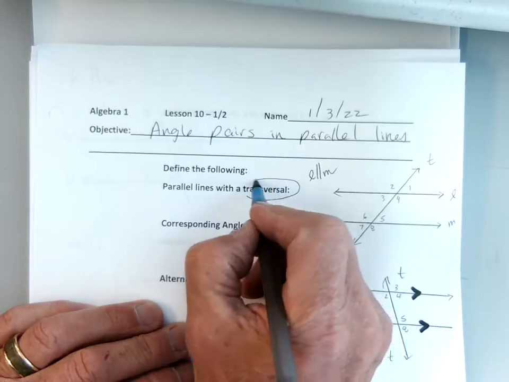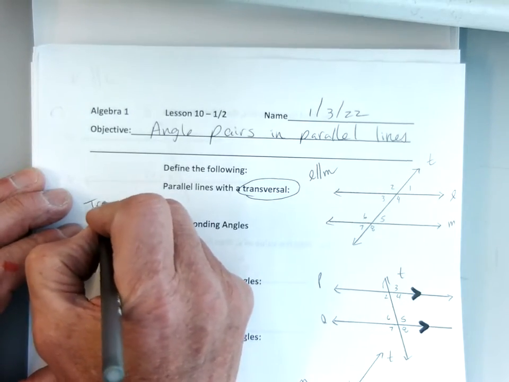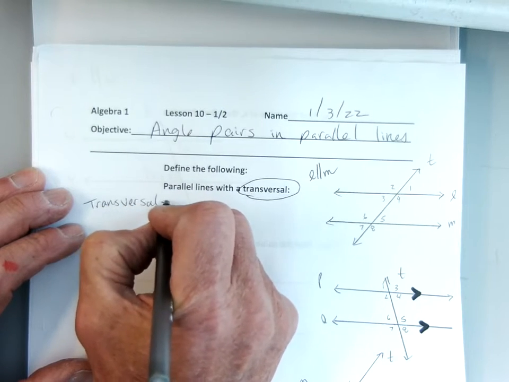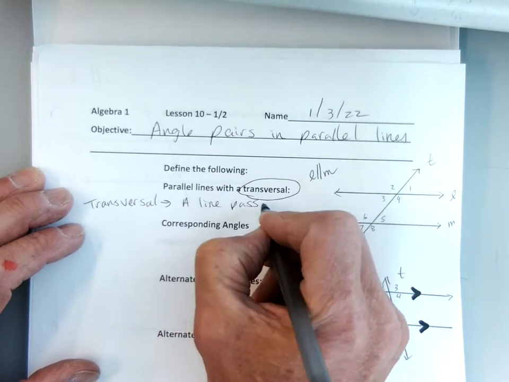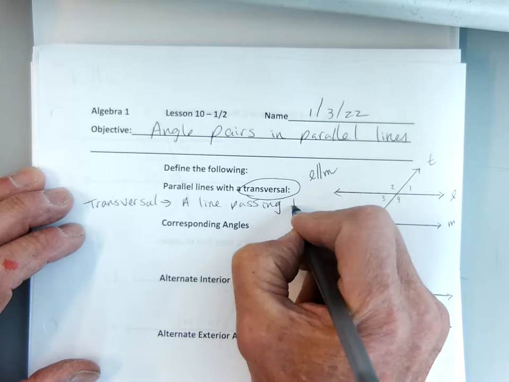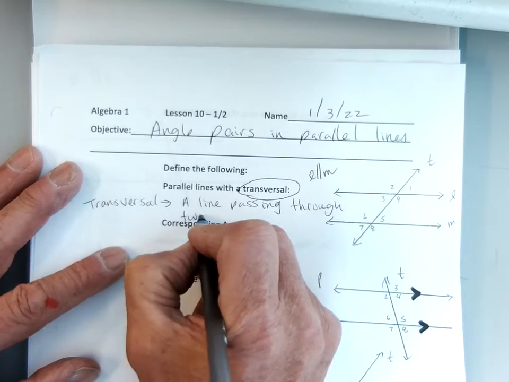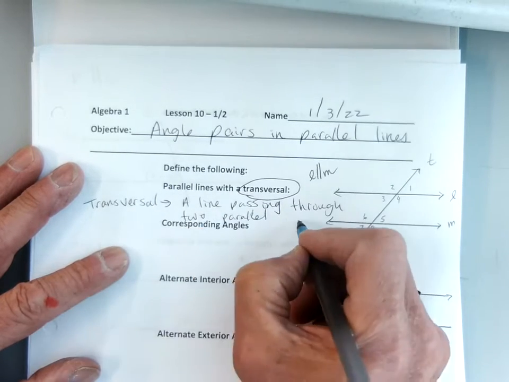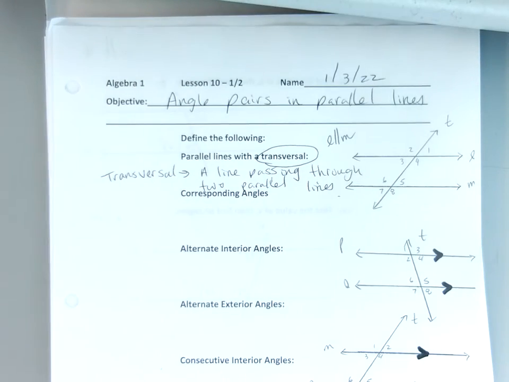So a transversal is simply just a line passing through two parallel lines. Two parallel lines. Sorry, it's so sloppy. There you go. A transversal is simply a line passing through two parallel lines.